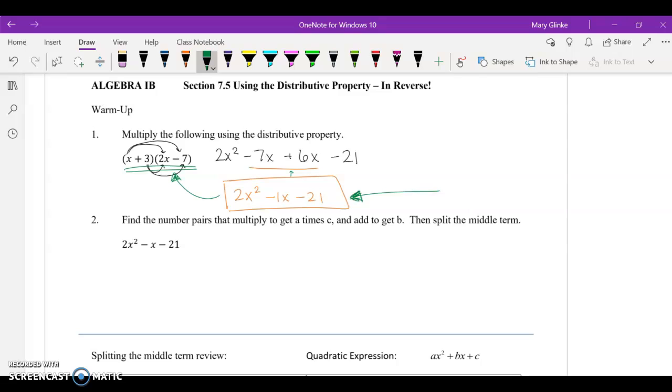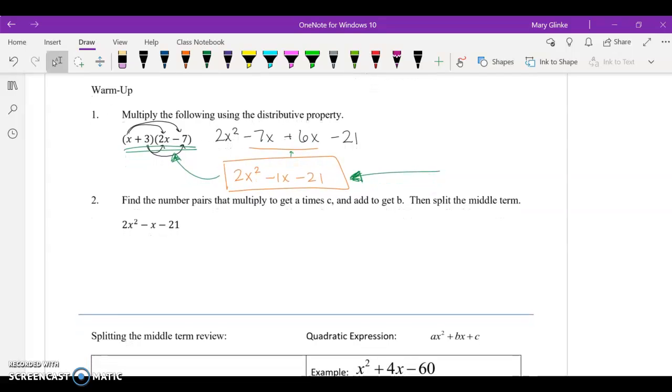So we have to first kind of break apart the middle term so that we can then figure out what was distributed. So this brings us to what we did yesterday. So if you have not done yesterday first, stop and go back to that so that this makes sense.